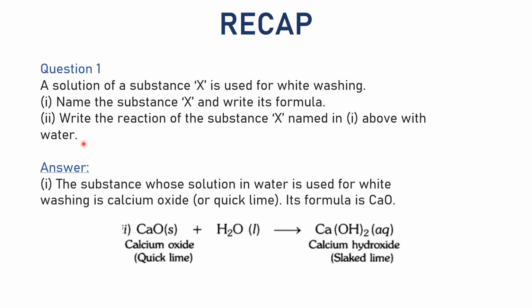Then write the reaction of the substance, calcium oxide, named in part one above, with water. So when calcium oxide solid reacts with water, it gives you calcium hydroxide. Calcium hydroxide is nothing but slaked lime, and calcium oxide is called quick lime, right?